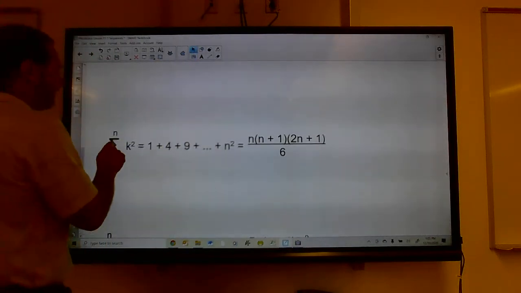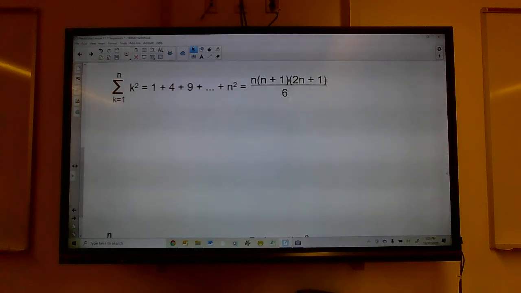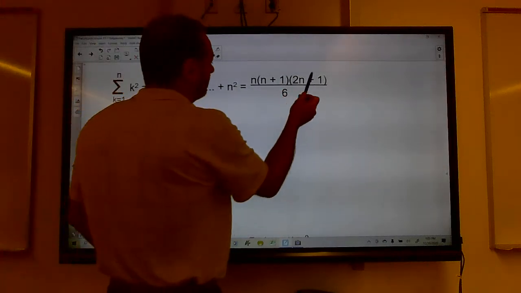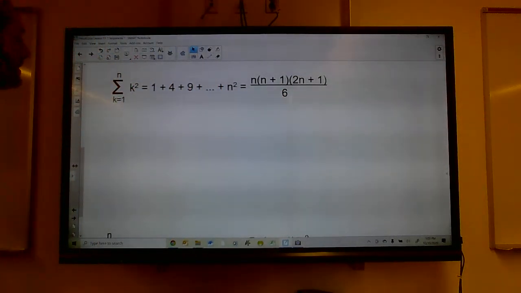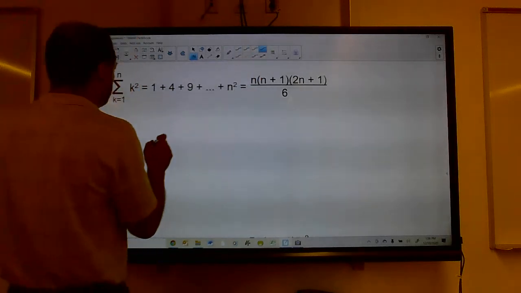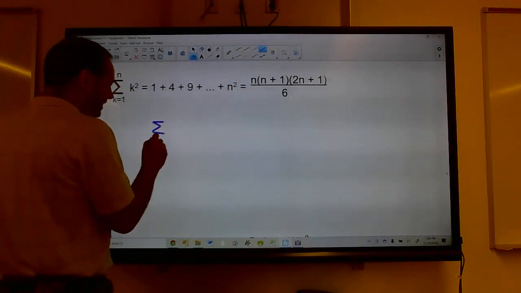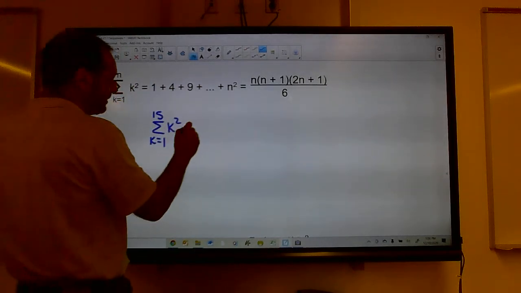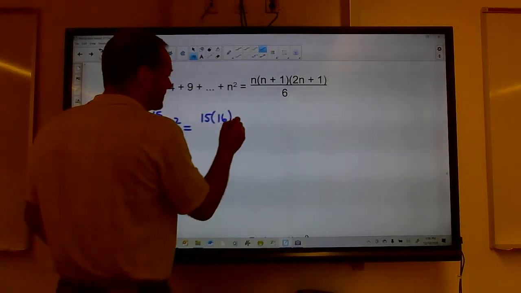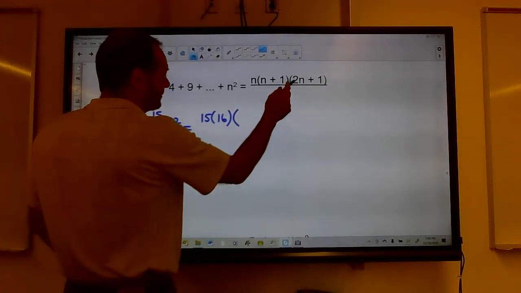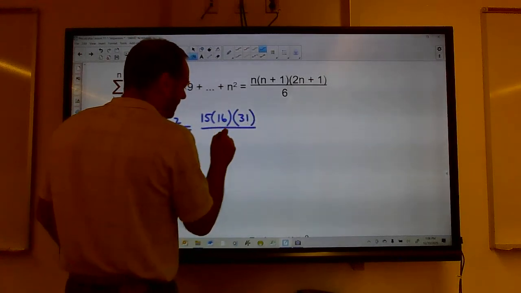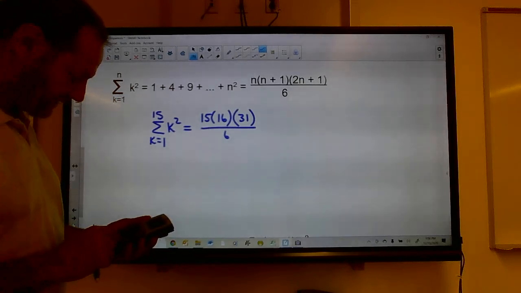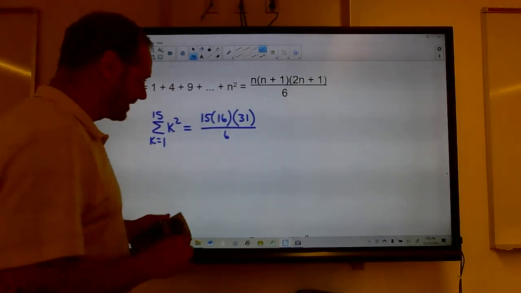All right, here's the formula for the k squared. That's 1 plus 4 plus 9 plus dot dot dot plus n squared. The formula is n times n plus 1 times 2n plus 1 divided by 6. So let's say we had the sum from k equals 1 to 15 of the k squareds. That would be 15 times 16 times 2 times 15 plus 1, which is 31, over 6. So 15 times 16 times 31 divided by 6 comes out to 1240.